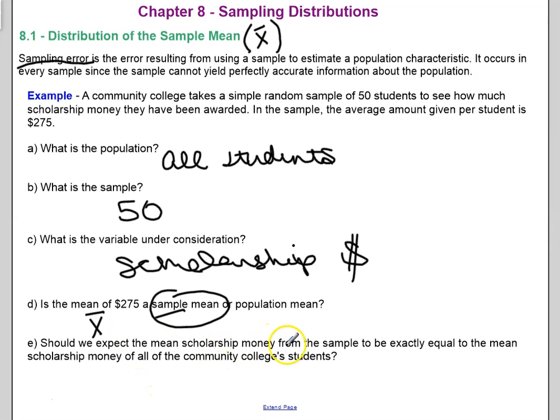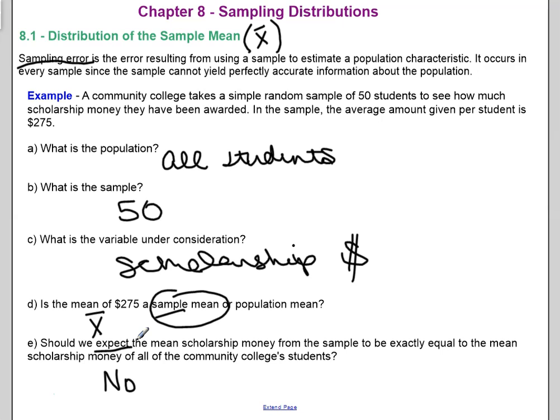So should we expect the mean scholarship money from the sample to be exactly equal to the mean scholarship money of all the community college students? Probably not. Of course, we would like it to be, right? We would hope that it's going to be pretty close, but it probably won't be exactly equal, okay?